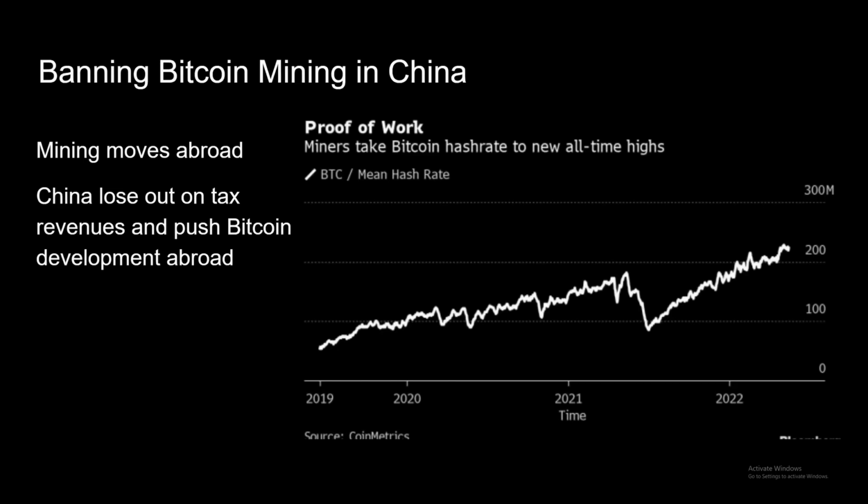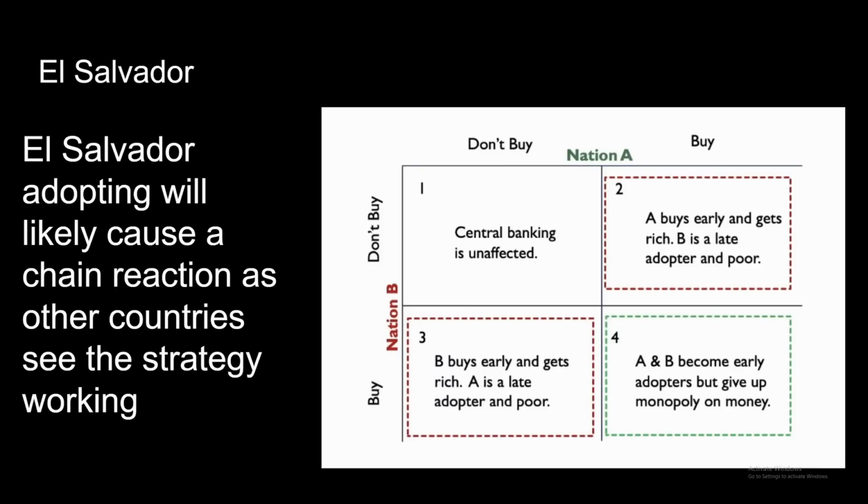And it's very similar for Bitcoin mining. If you remember back in 2021, China banned Bitcoin mining and it caused a huge dip in the hash rate. However, all that happened was that all of the mining then had to move abroad, which meant that China then lost out on all of the tax revenues and started to push the Bitcoin development abroad. And as you see, the hash rate recovered pretty quickly. And the same is true with nation states. So El Salvador fairly recently adopted Bitcoin as a reserve asset, and more than likely that is going to cause a chain reaction as other countries see how well the strategy is working out.